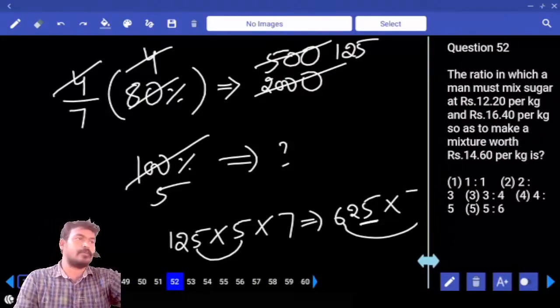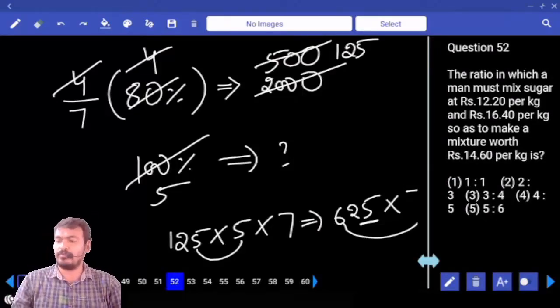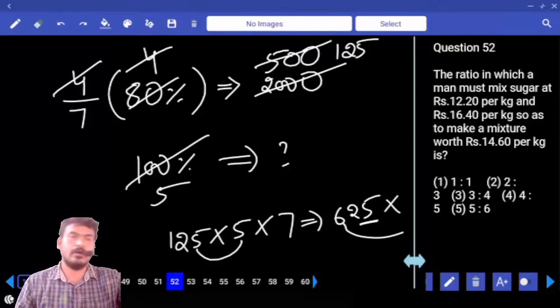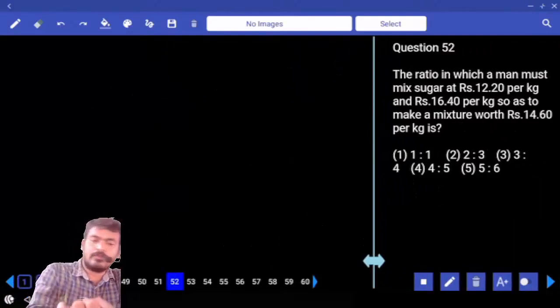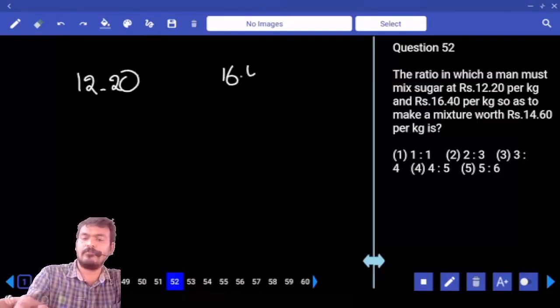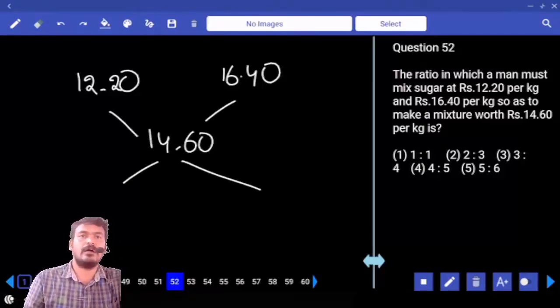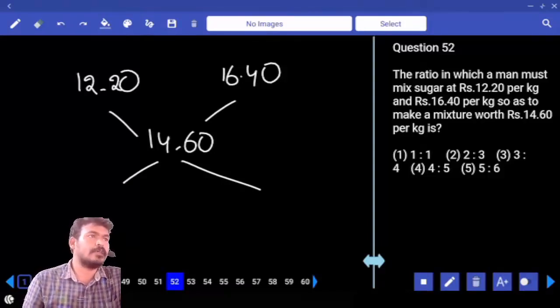Next question number 52. The ratio in which a man must mix sugar at 12.20 per kg and 16.40 per kg so as to make a mixture worth 14.60 per kg or not? Okay. What is the minimum price? 12.20. What is the maximum price? 16.40. What is the overall price? 14.60 or not? Solving these three values, we get the ratio between the quantity of first one and quantity of second one or not?